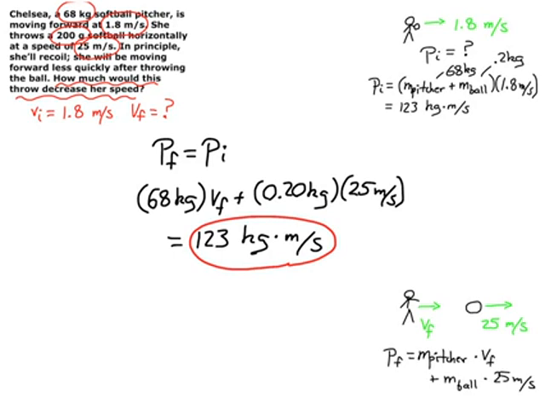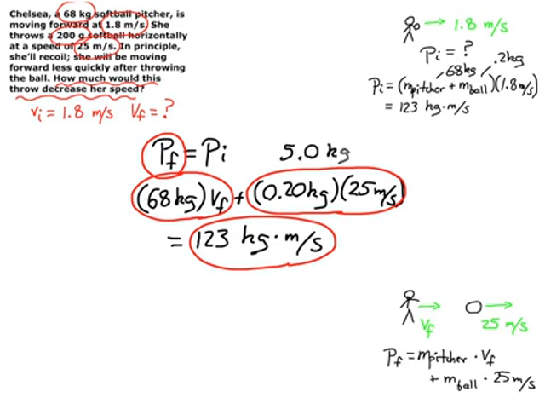But look at the final momentum. It's a combination of two different factors. There's this factor right here, which is the momentum of the ball. There's this factor right here, which is the momentum of the pitcher. And that's the piece that we're interested in, because we want to know how fast Chelsea's moving after the toss. Well, the final momentum of the ball, 0.2 kilograms times 25 meters per second, is 5.0 kilograms meters per second. And so we solve for the final momentum of the pitcher, and that is 68 kilograms times the final speed, Vf. It's 123 kilograms meters per second of the system minus the 5 kilograms meters per second of the ball.